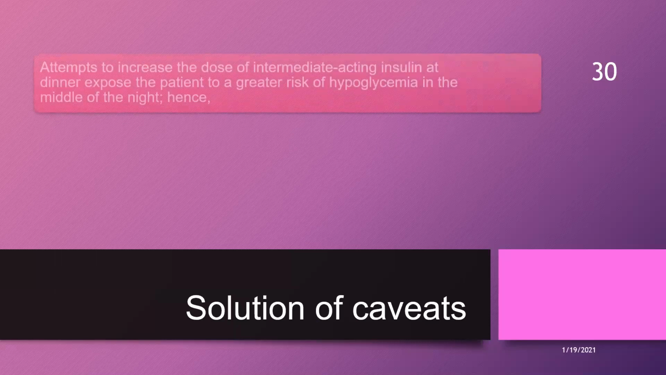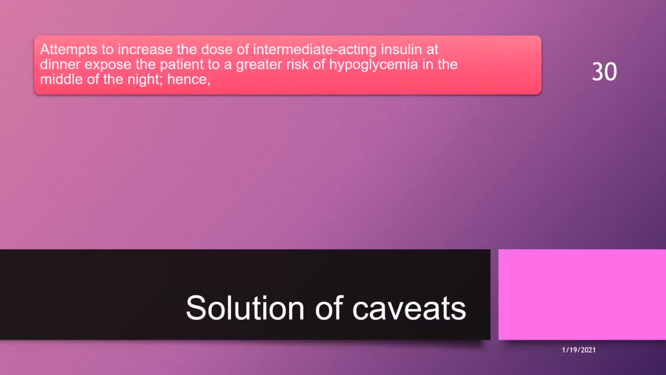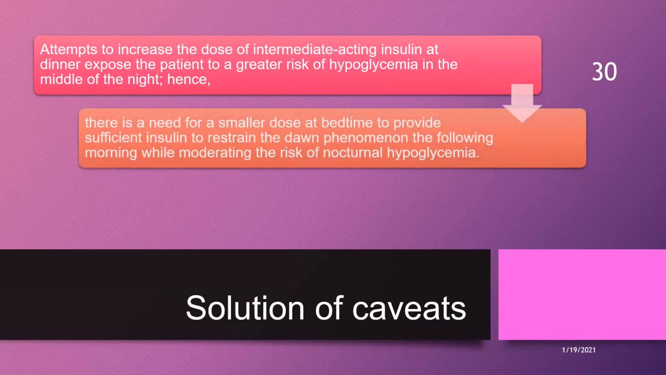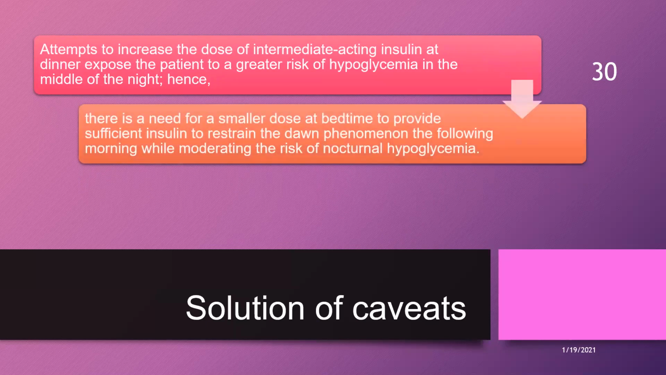Okay, so solution of caveats. Attempts to increase the dose of intermediate acting insulin at dinner expose the patient to a greater risk of hypoglycemia in the middle of the night. Hence, there is a need for a smaller dose at bedtime to provide sufficient insulin to restrain the dawn phenomenon the following morning while moderating the risk of nocturnal hypoglycemia.